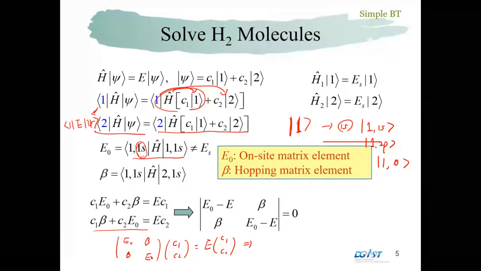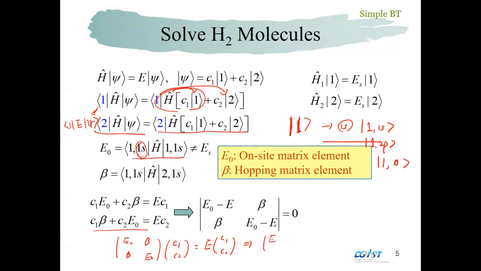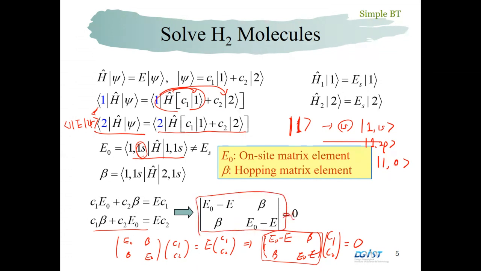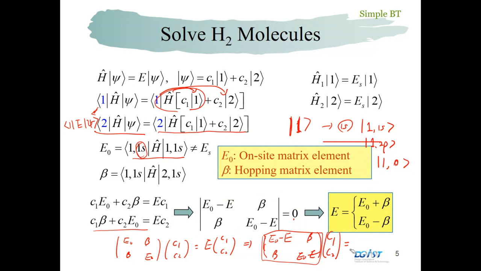and these are very well-known eigenvalue problems. So we can write down again. So to obtain the non-trivial solution of the C1 and C2, the determinant of those matrices should be zero. Otherwise, they have an inverse matrix, and you get only C1, C2 is zero. So that's not a physical meaning. So they should satisfy this relation. The determinant must be zero. Okay. So by those conditions, we can easily obtain the energy state.